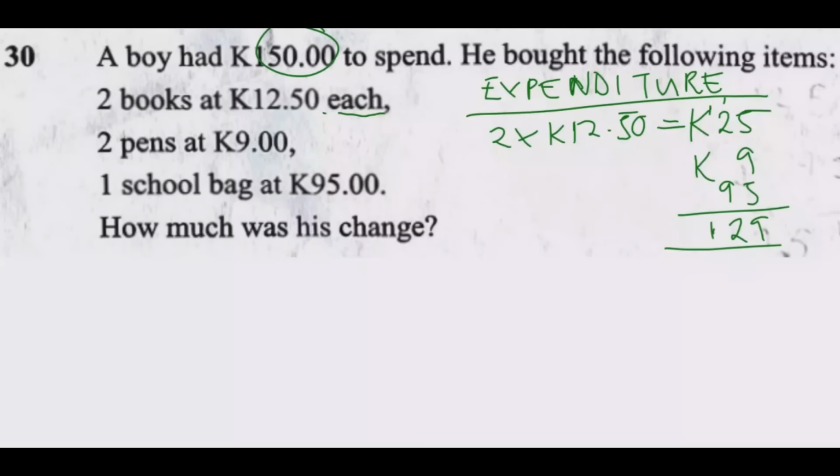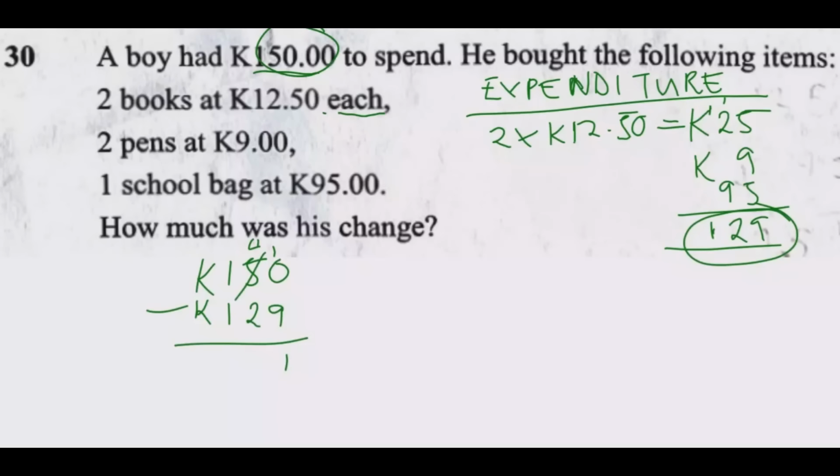So the question is, how much was his change? For us to find his change, we get the money he had, 150 kwacha, so we write 150 kwacha, then minus how much he spent. We found that he spent 129. Then we have 10, which is 1. We have 4 here. Remember, we borrowed 1 from 5. We have 4, which will give us 2. Then 1 plus 1 minus 1 will give us 0. If you are in nursery, we will tell you to write 0, but since you are in grade 9 and 12, we encourage you to ignore 0.